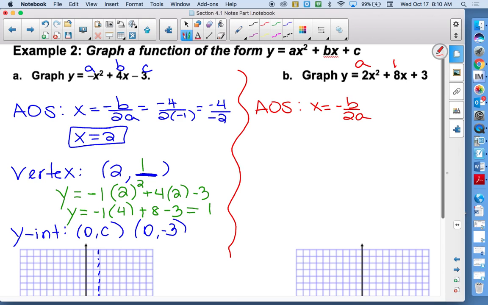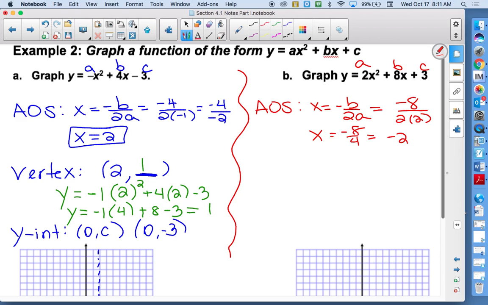And if you need to label these for now, label them so you know what a, b, and c represent. Ax squared, bx plus c. So Rebecca, what would we plug in for a and b? B would be -8, and then a would be 2. So -8 divided by 4, Rebecca, makes -2.